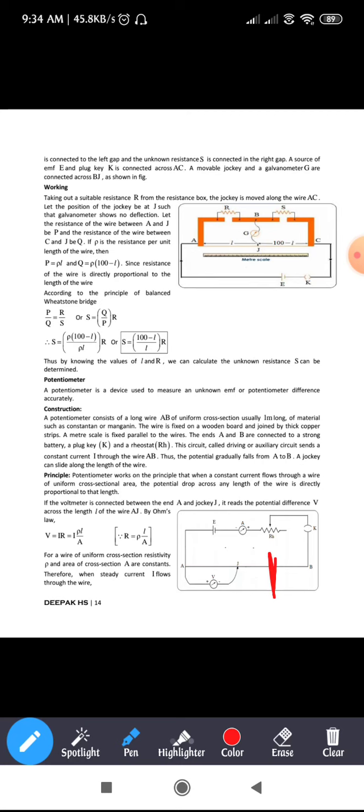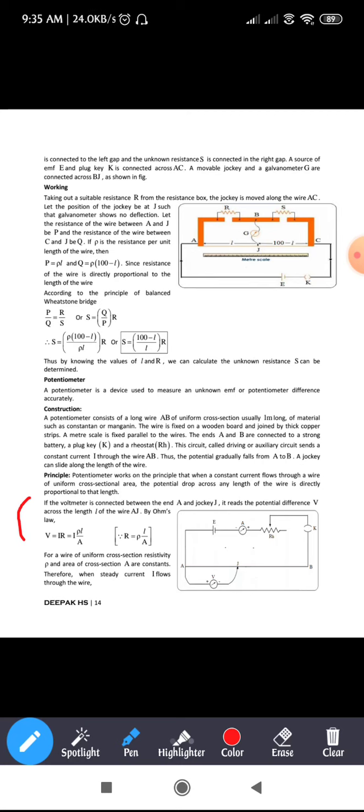That means that whenever a constant current flows through the circuit, the potential difference between any 2 points is directly proportional to the length of the wire. So the potential difference or the potential drop is one and the same. If the voltmeter is connected between A and J, it reads the potential difference. Yeah, that is what I said.